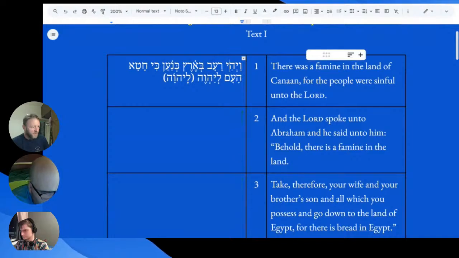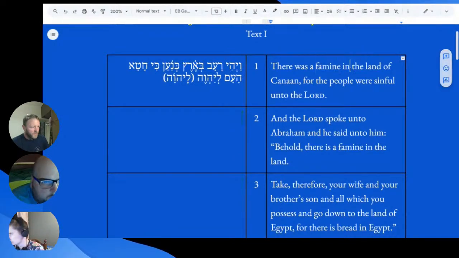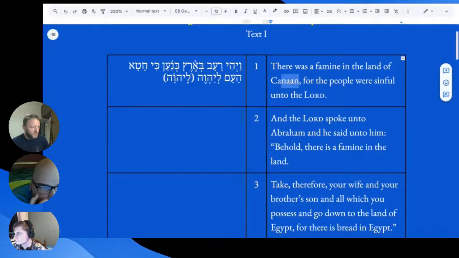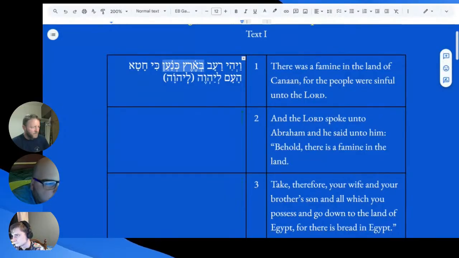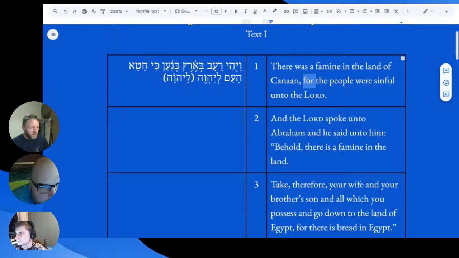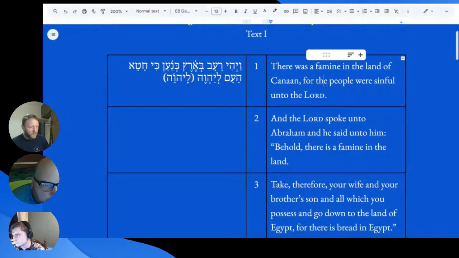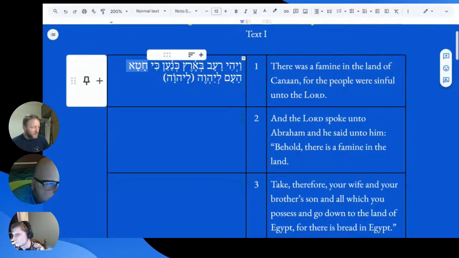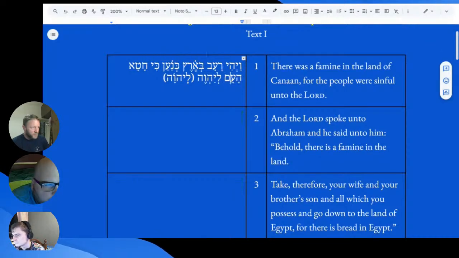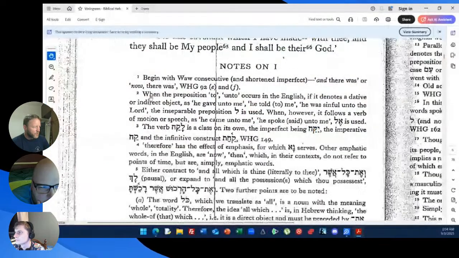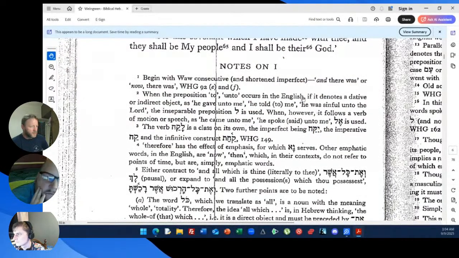Vayehi ra'av. Okay, so famine is ra'av. In the land of Canaan, Canaan itself is definite. So the land of Canaan is just Eretz Canaan. And in the land of Canaan, Be'eretz Canaan. For, this is like because, for the people were sinful unto the Lord. Okay. I rendered this as chata. Chata is a verb. They sinned. And then the people is the subject. Chata ha'am Ladonai.